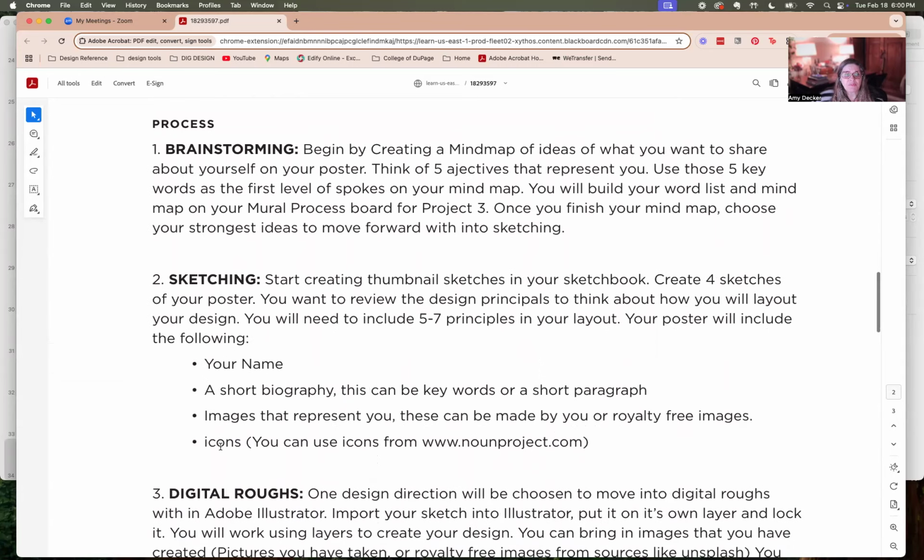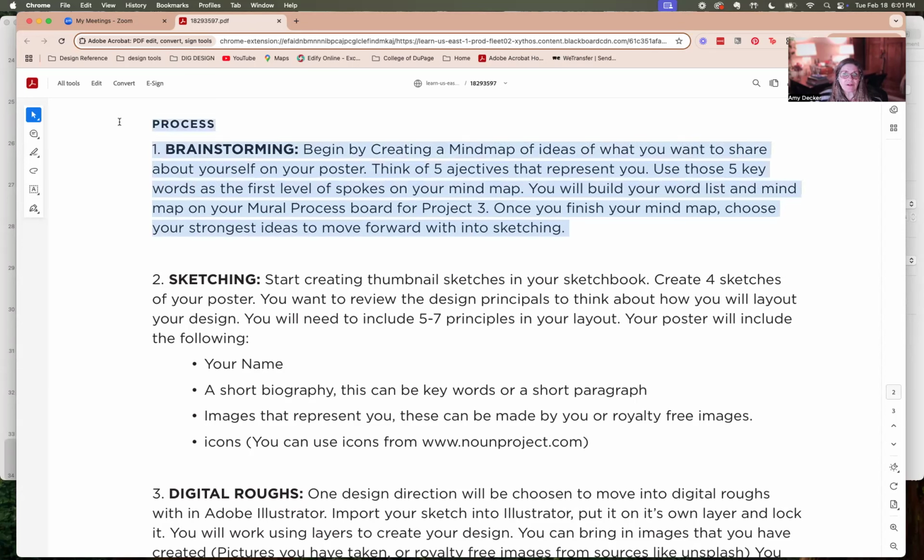The first step of this process is going to be to brainstorm. We're going to be creating mind maps of ideas of what you want to share about yourself on your poster. Think of 5 adjectives that represent you. Use those 5 key words as the first level of spokes on your mind map. You will build your word list and mind map on your mural process board for project 3. Once you finish your mind map, choose your strongest idea to move forward with into sketching.